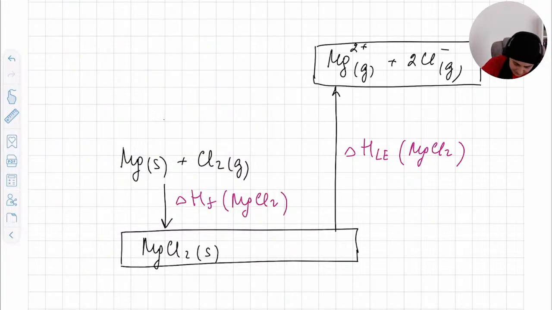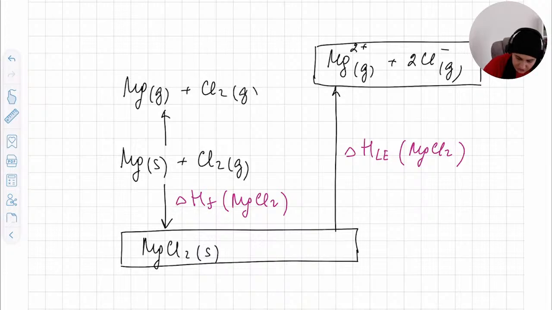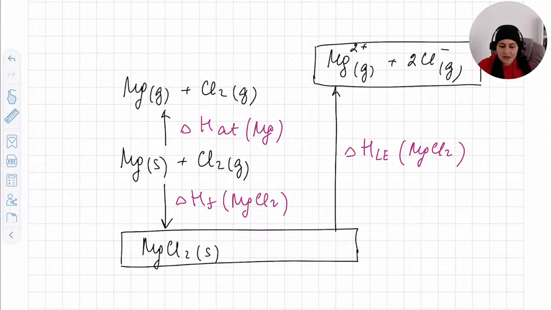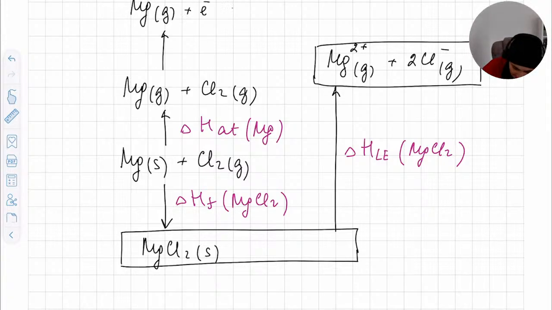Next I would atomize magnesium, endothermic, so arrow up. I form Mg gas. Chlorine I haven't changed, so just Cl2 gas. This is delta H atomization of magnesium. Then I will ionize magnesium, but in this case I need to do two ionizations. I need to remove the first electron and then the second electron, so let's make it in steps. First I remove the first electron and form Mg+ gas and e-. Cl2 I haven't changed, so it stays as Cl2 gas.